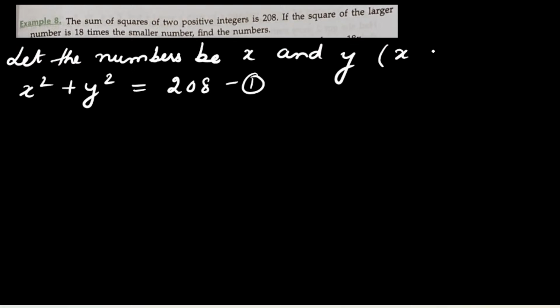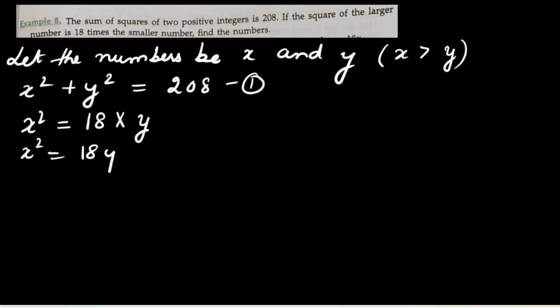So I'm just assuming x is the greater number, x is greater than y. The square of the larger means what? X square, because the larger number is x. Square of the larger equals 18 times the smaller number. 18 times means multiplication. The smaller number is y. So x square is equal to 18 into y, which we can simply write as 18y.